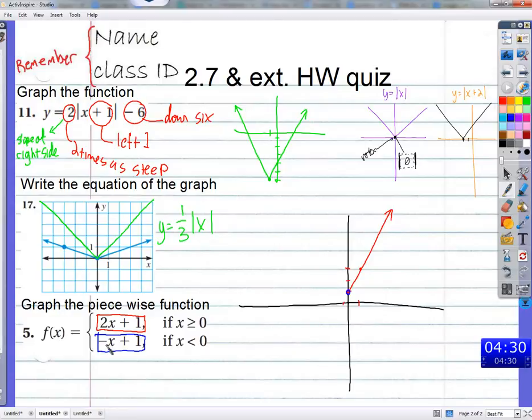Okay, so this one has a slope of -1, so we go down 1, to the left 1, right there. Oh, it's a negative slope. So we'll go up 1, to the left 1. There. There we go.